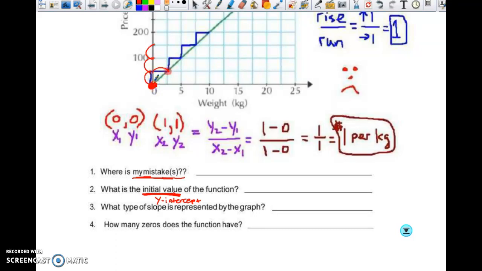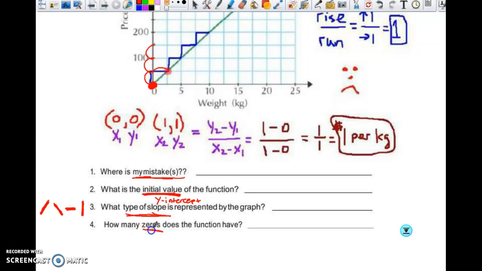All right. The next question, what type of slope is represented? So remember, guys, you have 4 types of slope. You have positive, negative, 0, and undefined. There are 4 types, right? So that's positive, negative, 0, undefined. So what type of slope is represented in this graph?